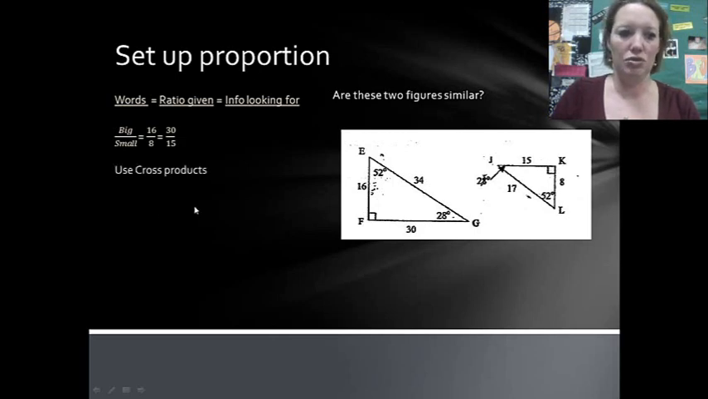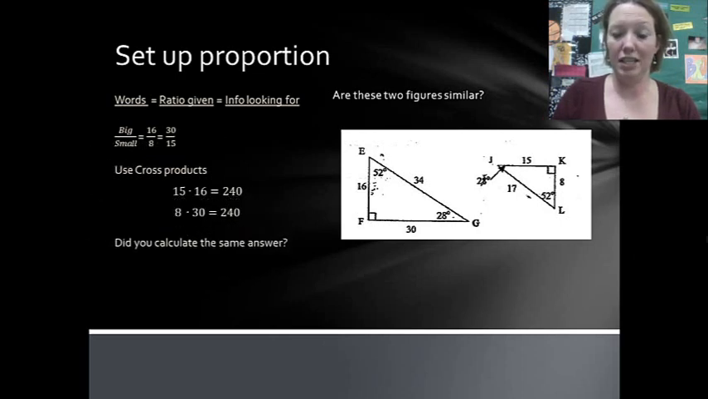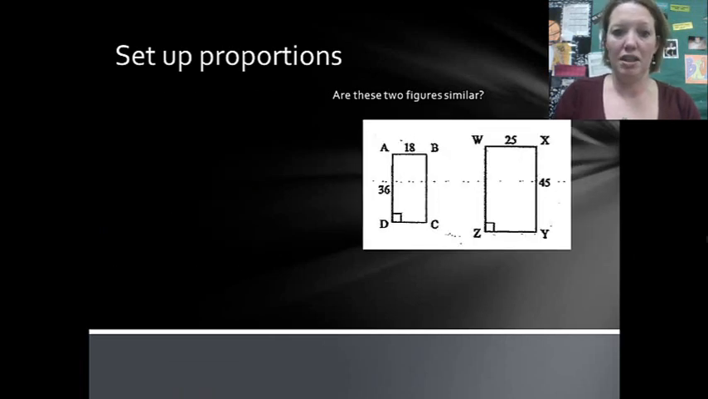Now I'm going to use cross products. So that means 15 times 16, which is 240, and then 8 times 30, which is 240. So, did I calculate the same answer? If my answer is yes, then these 2 figures are similar, in which case they're proportional and that makes them similar.